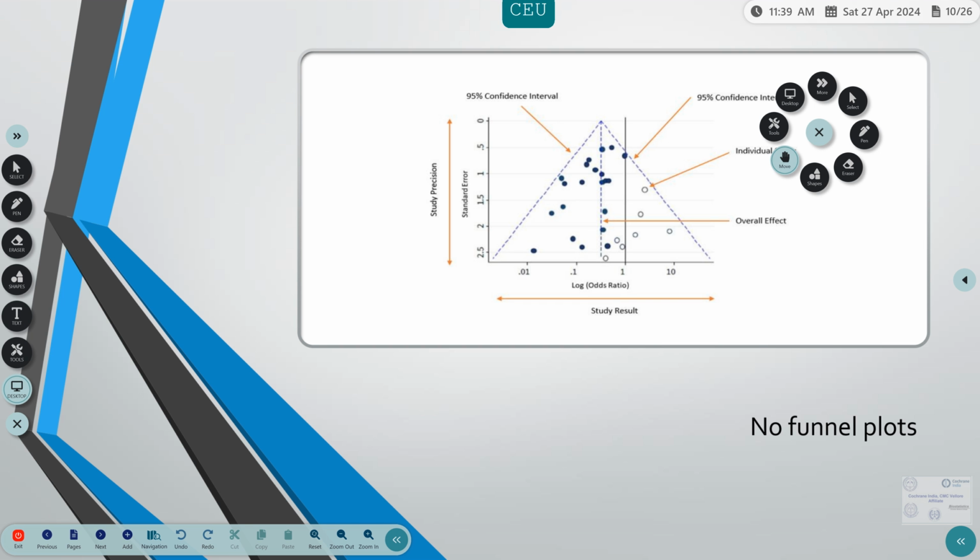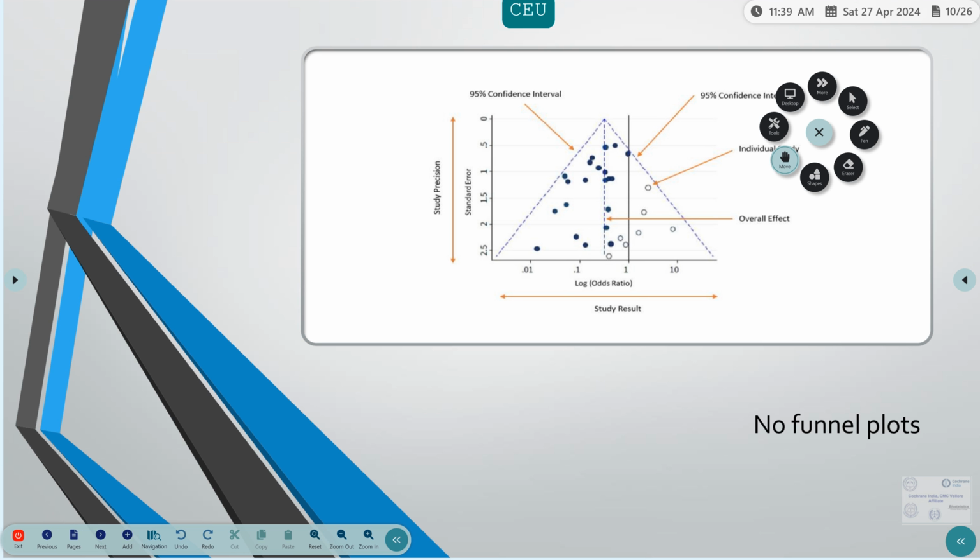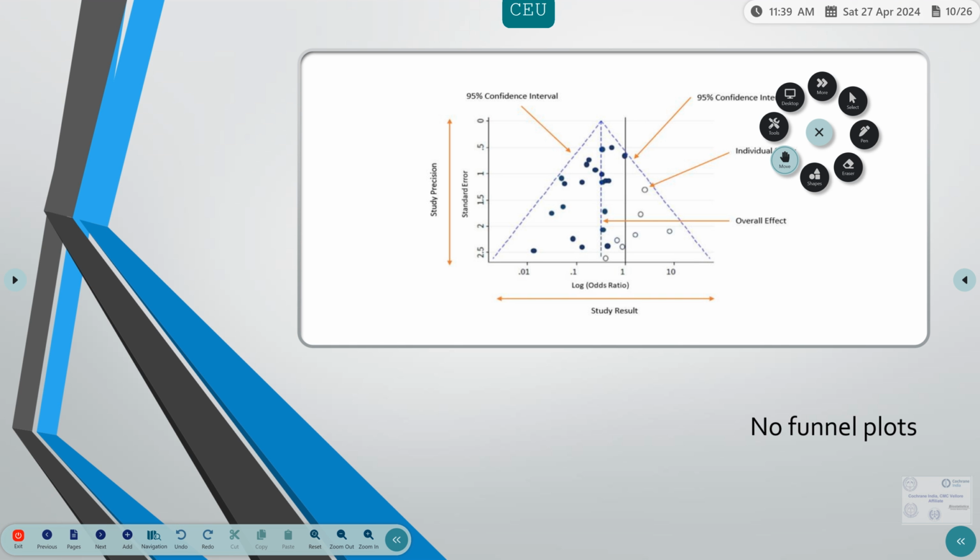What do we use the funnel plot for? Publication bias. Yes, we try to see if there is any publication bias with the funnel plot. We compare the study estimate on the x-axis, the magnitude of the effect, and on the y-axis we have the study precision.